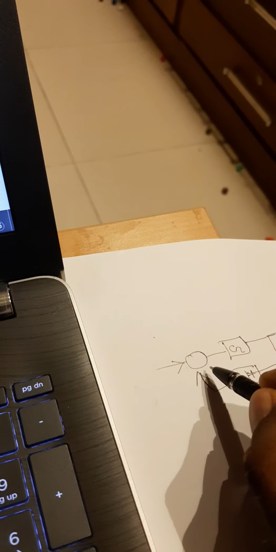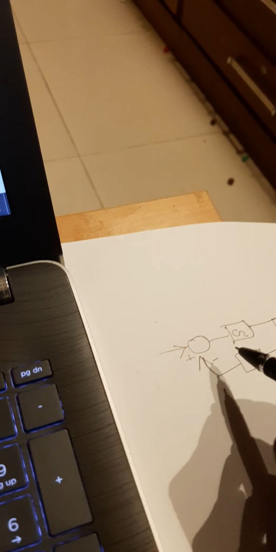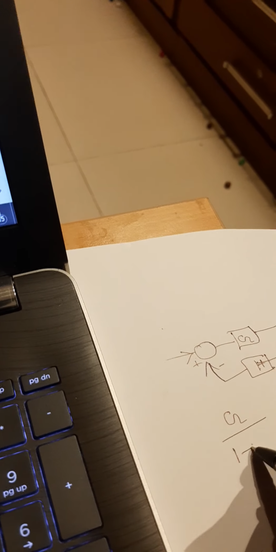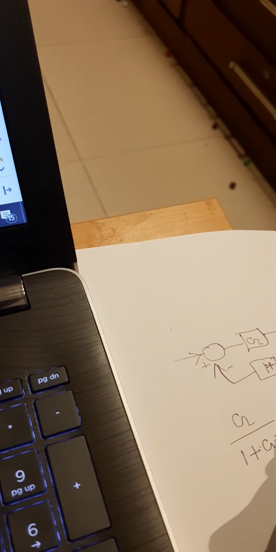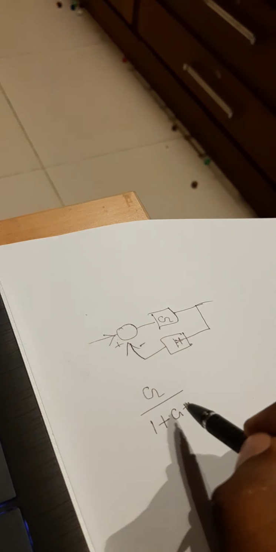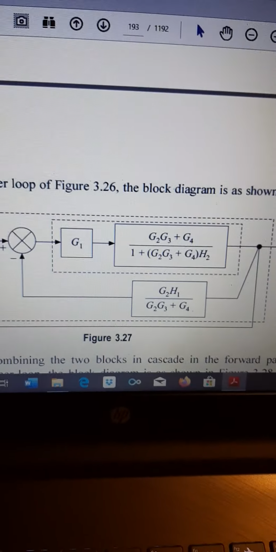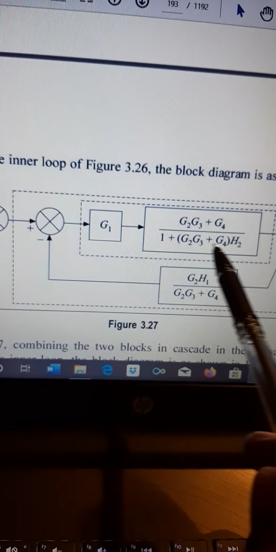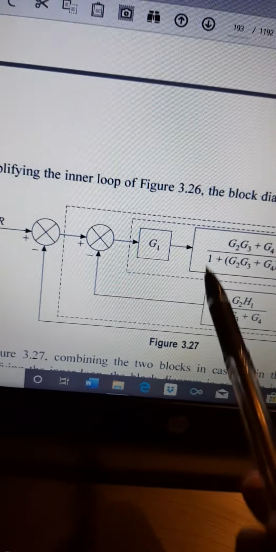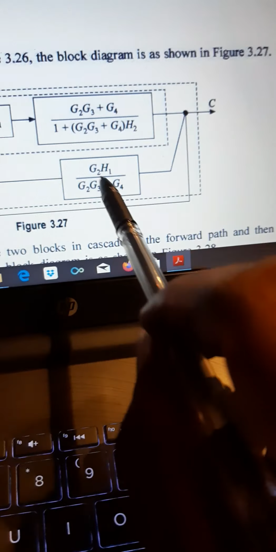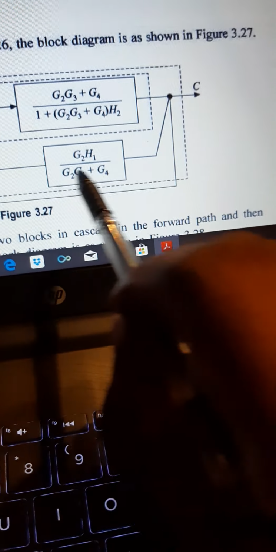Okay, so here, if this is plus and this is minus, then you will get G divided by 1 plus G into H. Since it is minus, you are getting G divided by 1 plus GH. The same formula we used here, so it is reduced like this. Now after that, it is very clear these two are in cascade, just to multiply. Then you can see that this and this again is the same feedback.